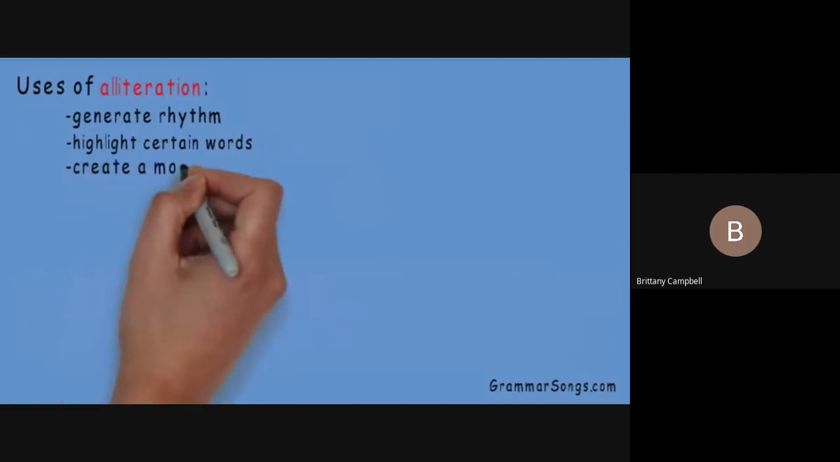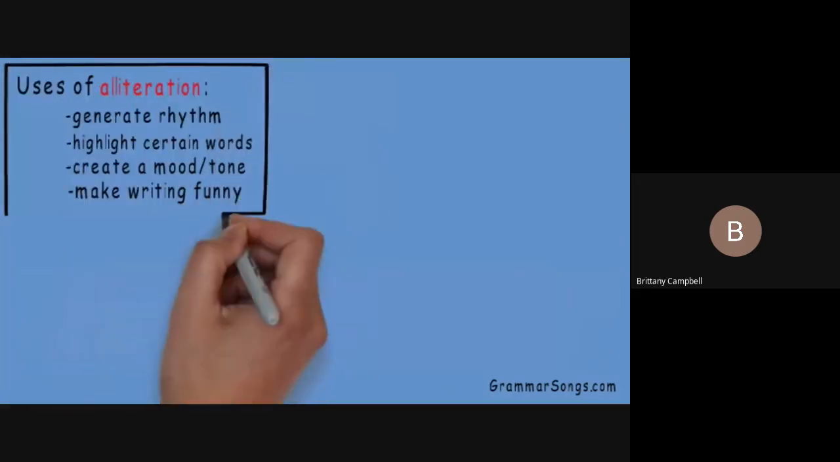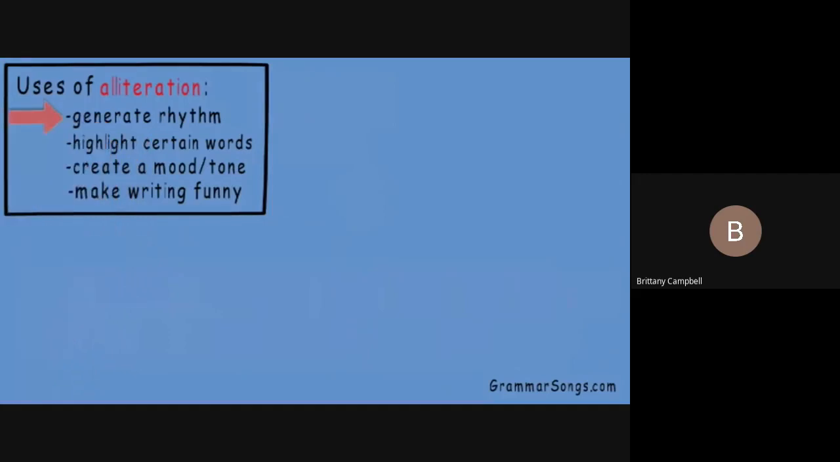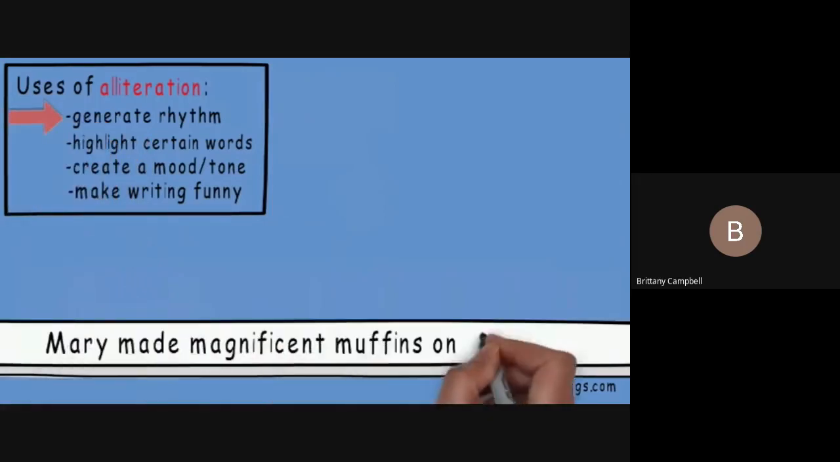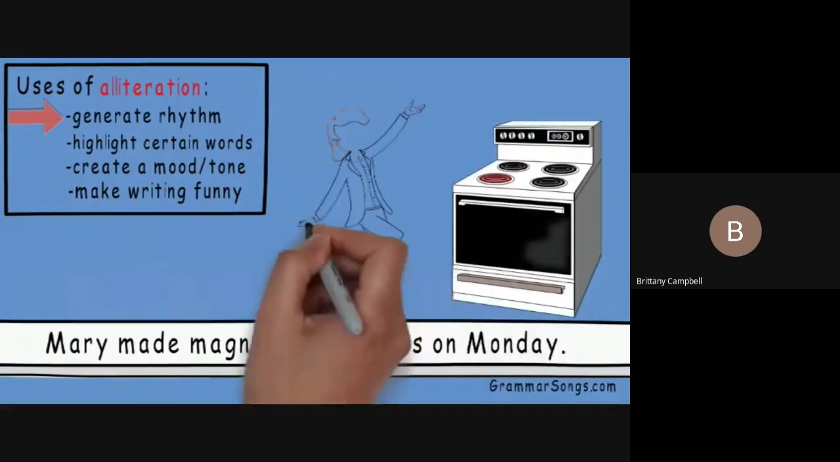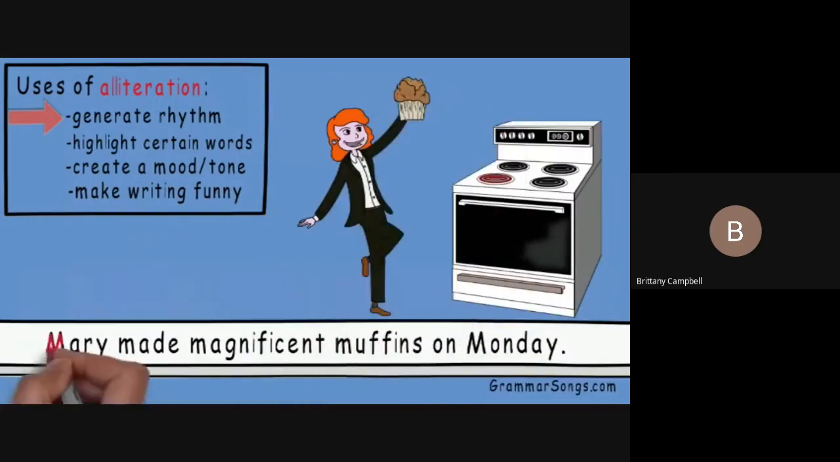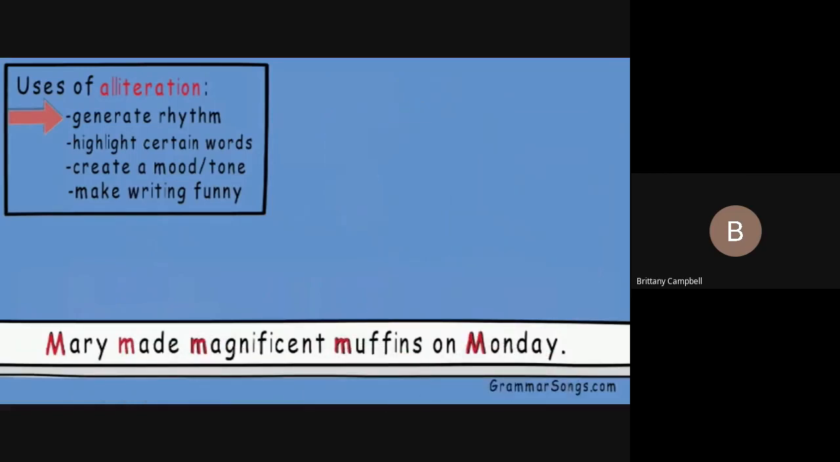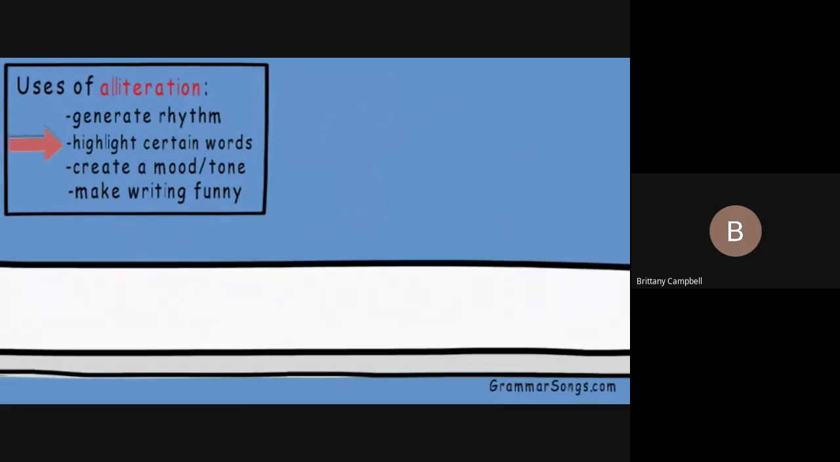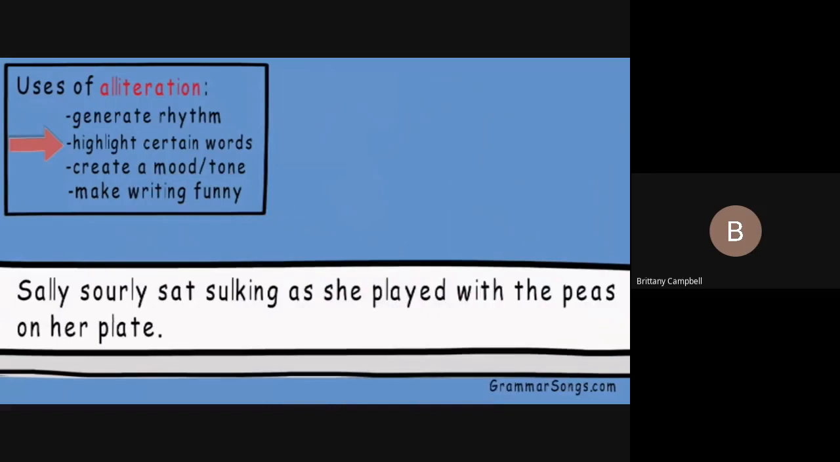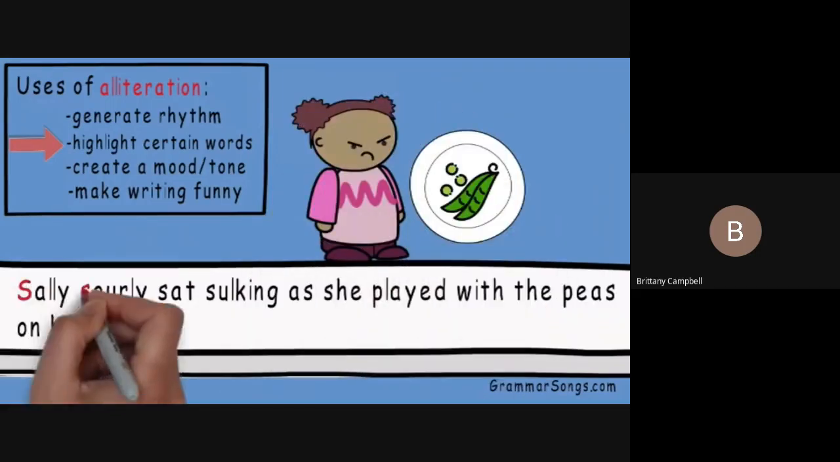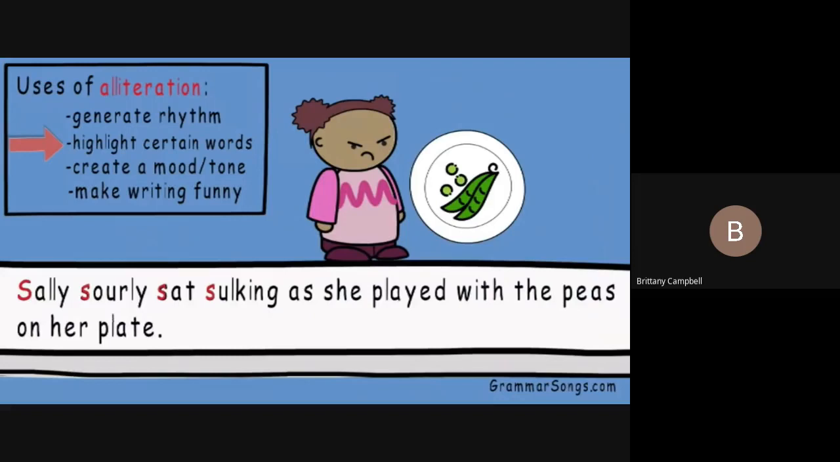Alliteration can have a different impact on the text or a different experience for the reader depending on how it is used. As in a tongue twister, alliteration can generate rhythm. Mary made magnificent muffins on Monday. Although this original sentence won't win a Pulitzer Prize, the alliteration generates a catchy rhythm that stands out, making it memorable. Alliteration can be used to highlight certain words. Sally sourly sat sulking as she played with the peas on her plate. Sourly sat sulking and played peas and plate. Let the reader know that Sally doesn't like peas without really saying so, simply by emphasizing certain words using alliteration.